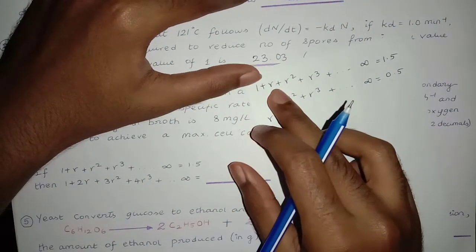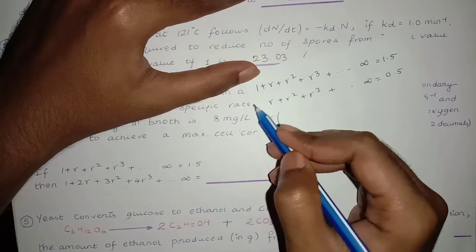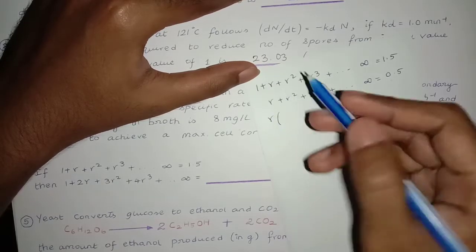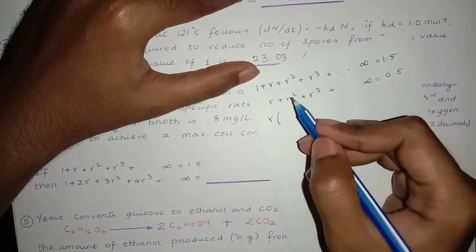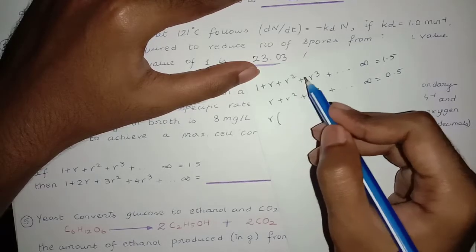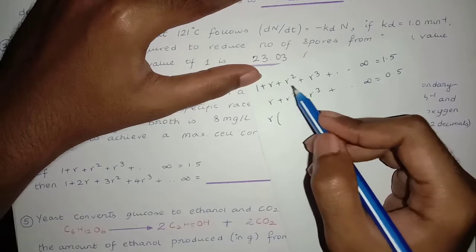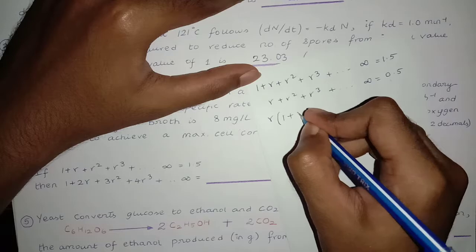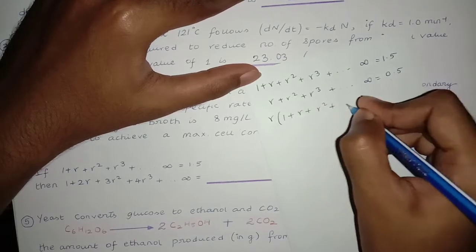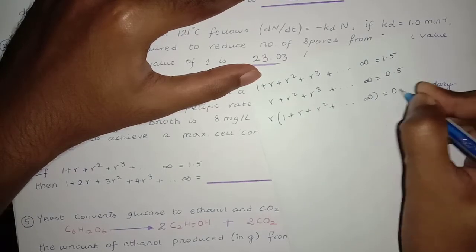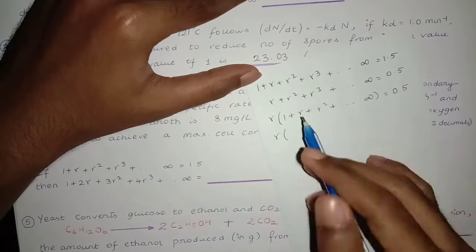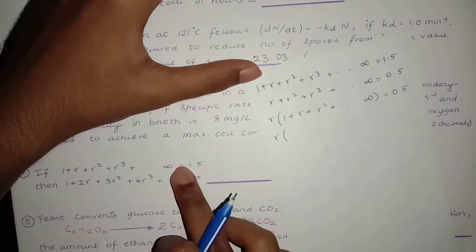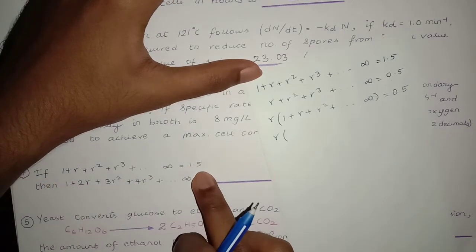We can find this common ratio by T2 by T1, that is term 2, that is r, by term 1, 1. R by 1 is r, which is equal to T3 by T2, that is term 3, r square, divided by term 2, is equal to r. Therefore r square by r is equal to r. So r times (1 plus r plus r square plus up to infinity) equals 0.5, and the expression in the bracket is nothing but the expression given, which is equal to 1.5.